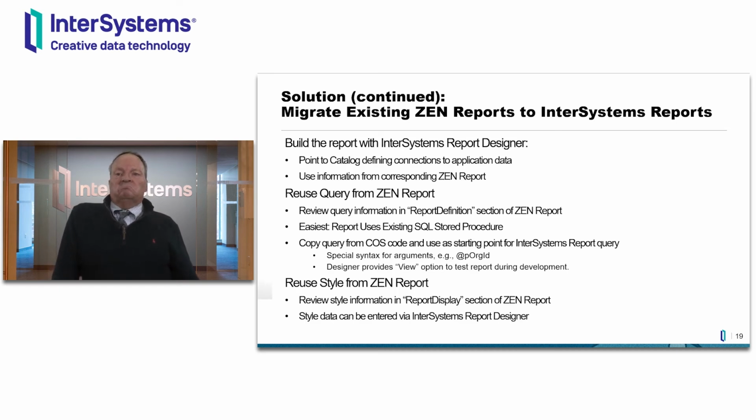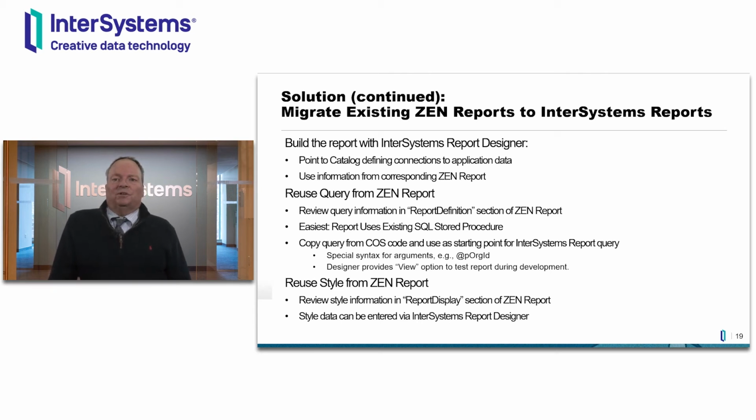Unlike Zen Reports, there's no data specification and no report formatting in these new CSP files. So where does that get defined for the migrated reports? In the InterSystems Reports artifact created in the InterSystems Reports designer. When we open the designer tool, we point to a catalog that provides connections to the application database. This enables us to know the tables, fields, and stored procedures available to the report builder.